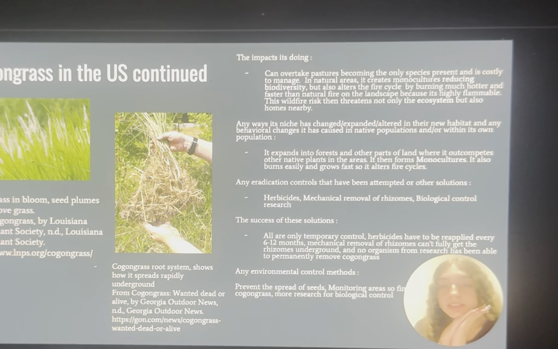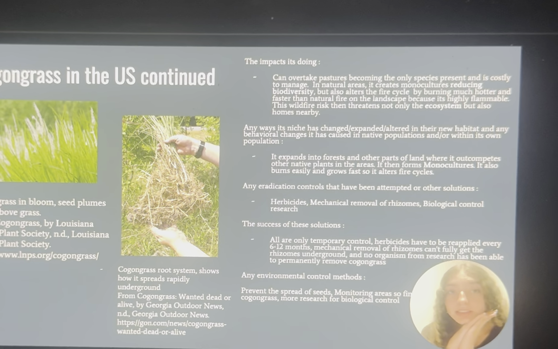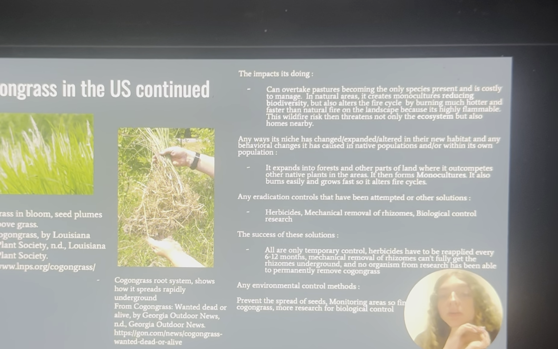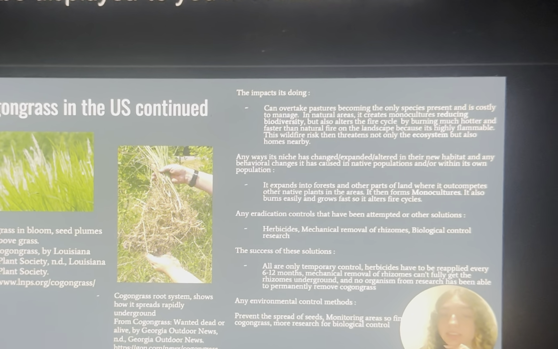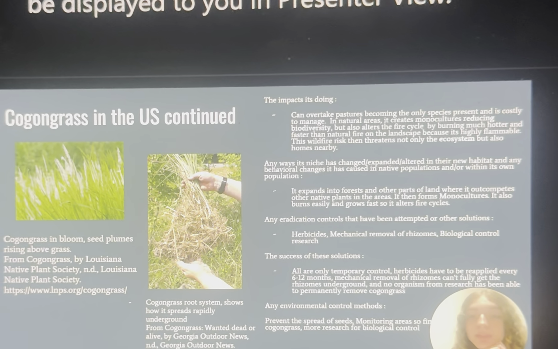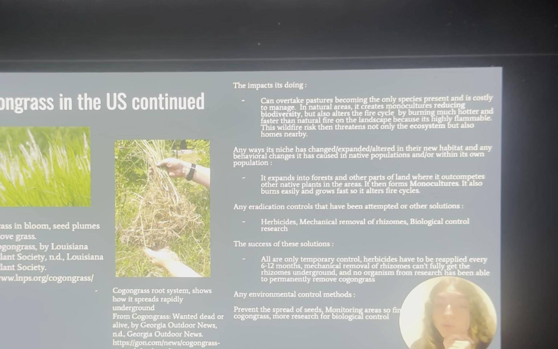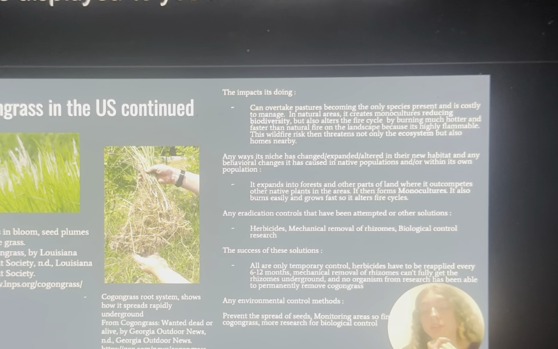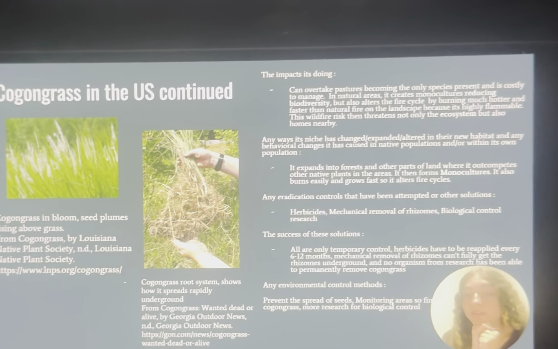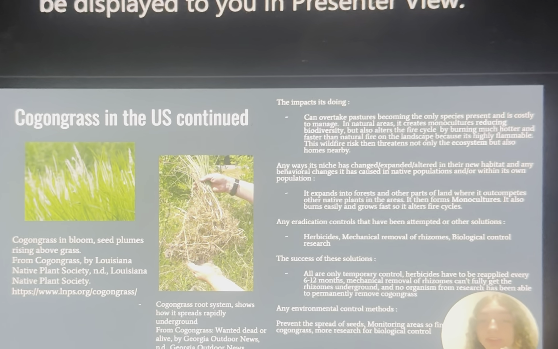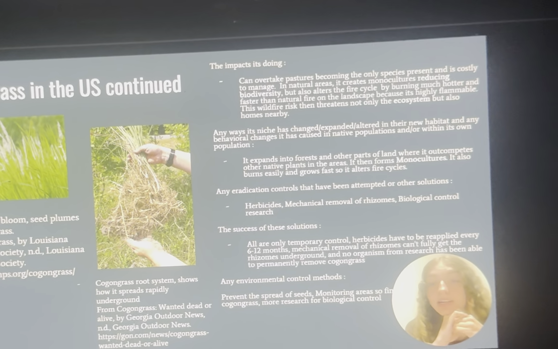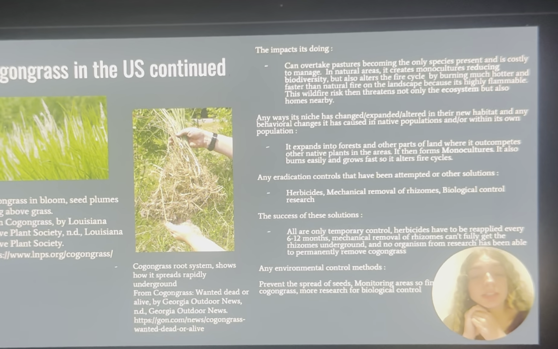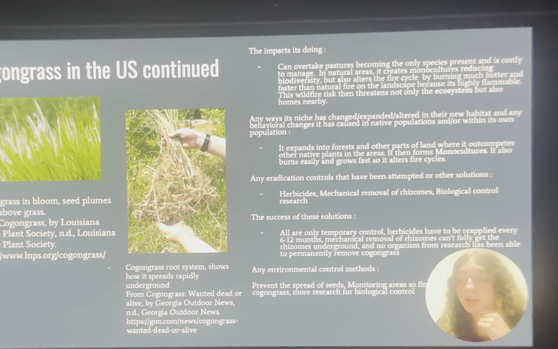So the impacts it's having: it overtakes pastures, becoming the only species present, and it's very costly to manage. In natural areas, it creates monocultures, which reduces biodiversity, but also alters the fire cycle by burning much hotter and faster than natural fire on landscapes because it's highly flammable. And this is a risk to the homes nearby.